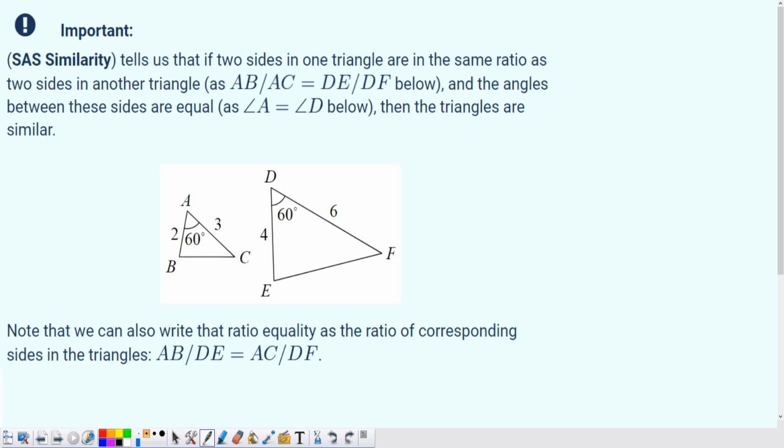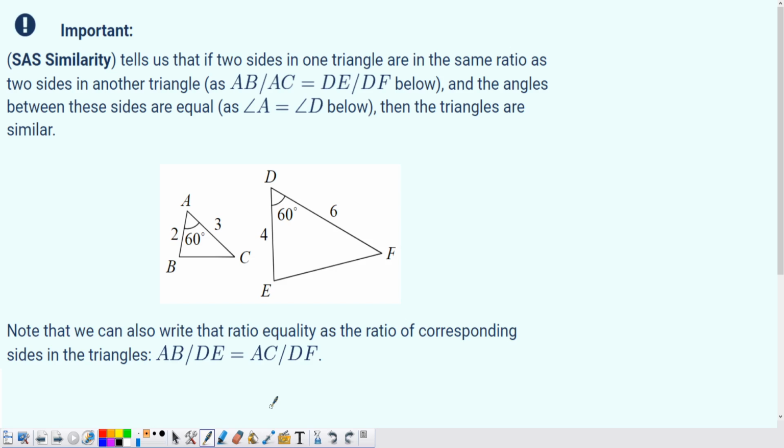So, in the previous problem, we have talked about side-angle-side similarity. Now let's go over a more formal definition. Side-angle-side tells us that if two sides in one triangle are the same ratio as two sides in another, and the angles between these sides are equal, then the triangles must be similar.